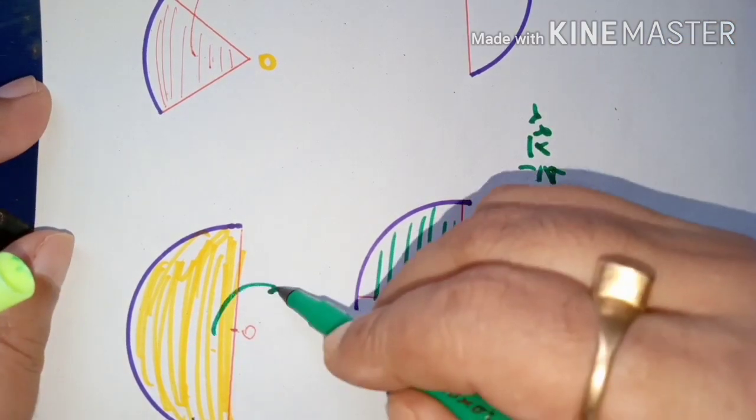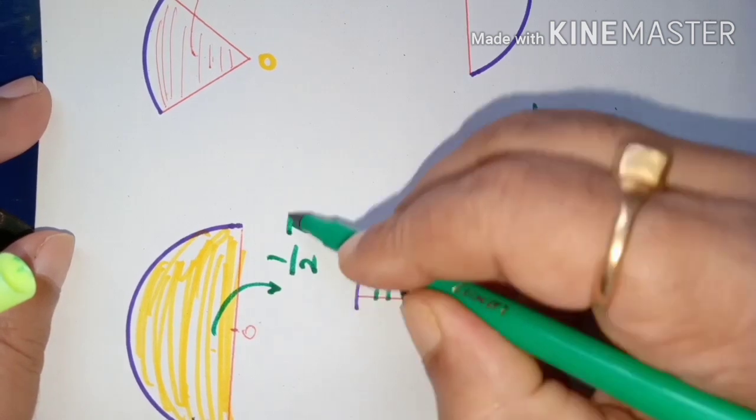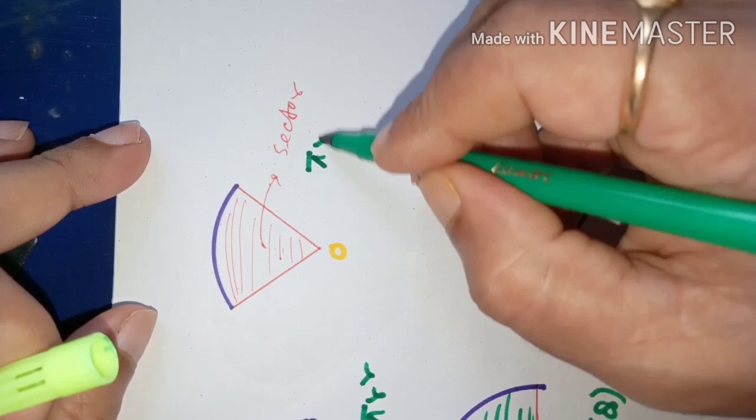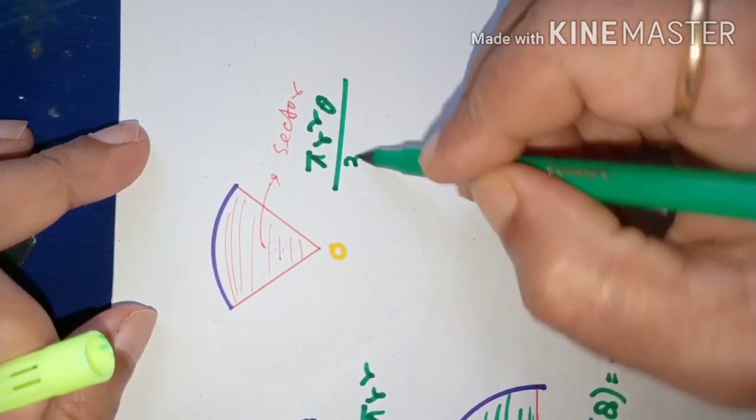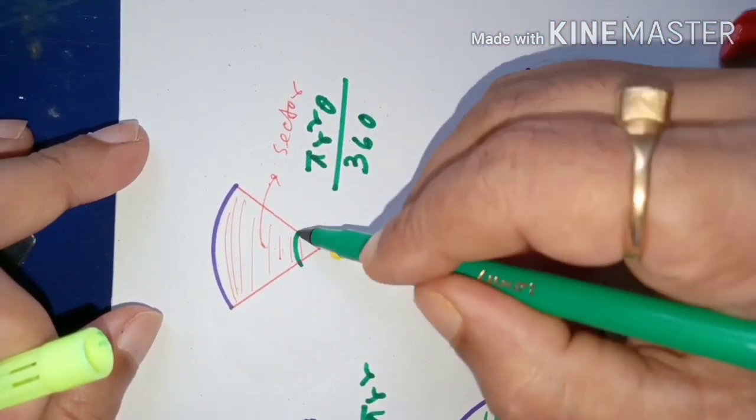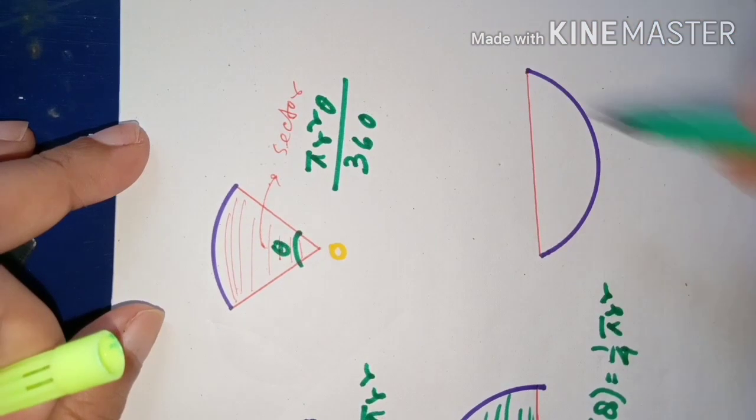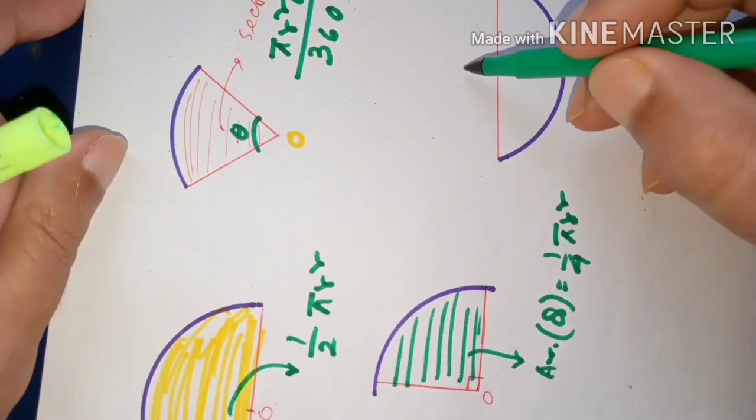The area of a semicircle is half pi r square. And the area of a sector is pi r square theta by 360 degrees. Here this is theta. Okay, no? And this is the center of the circle.